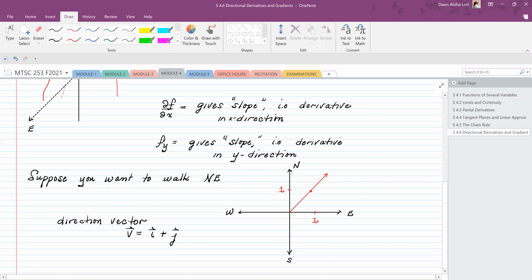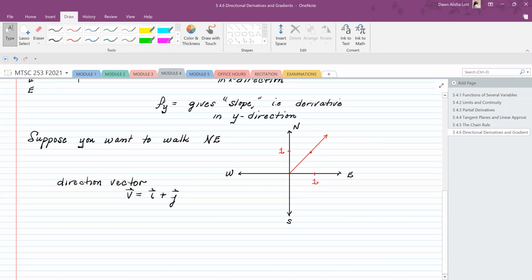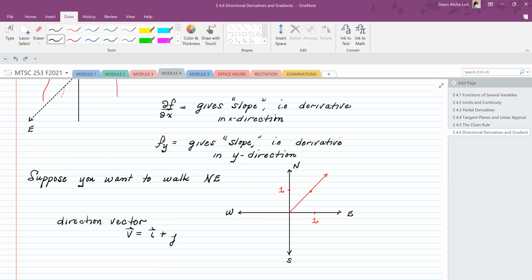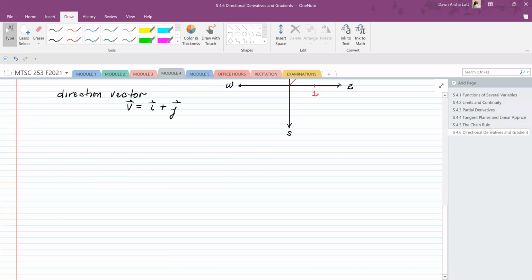If you wanted to walk 60 degrees off of east, then you would choose a vector and make it so that the tangent is for that angle, 60 degrees. Okay, so that's the direction. So that means instead of walking due east or due west, you say, I really want to walk this way. What's the slope of the function? What's the function doing in that direction? How do you do that? Well, that's where we get what we call a directional derivative.